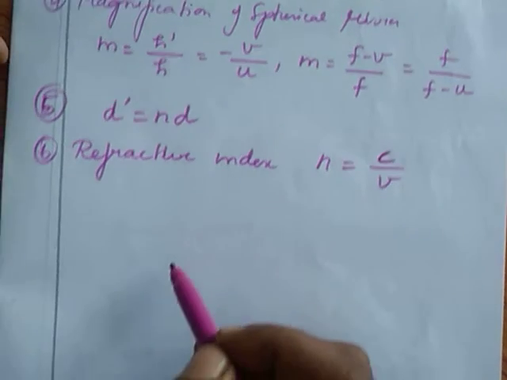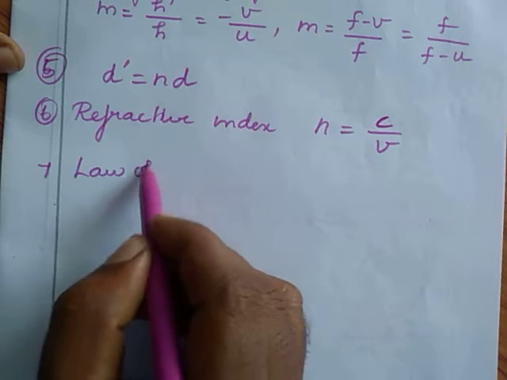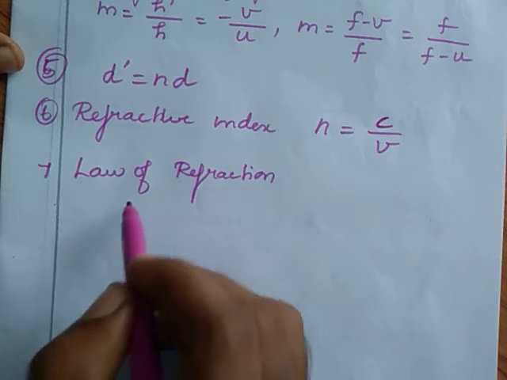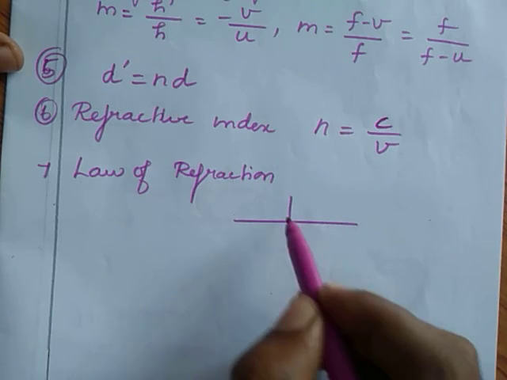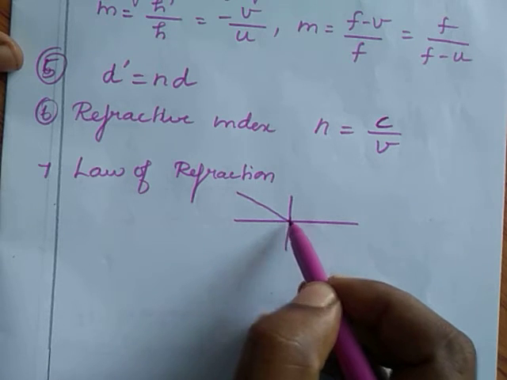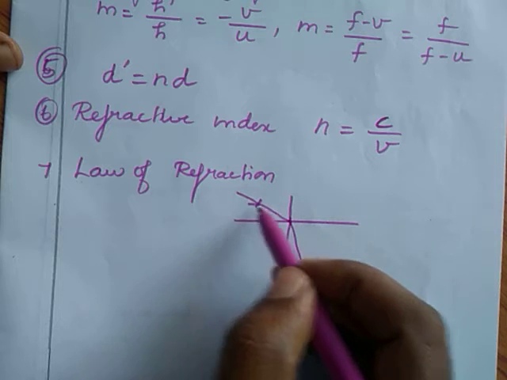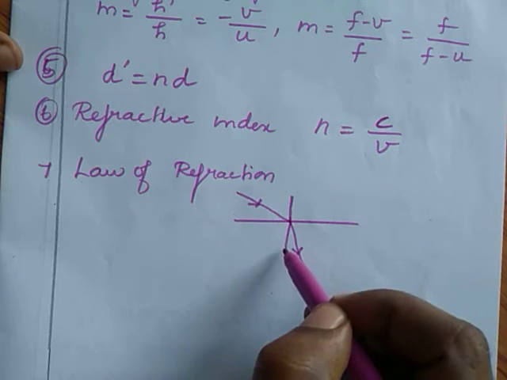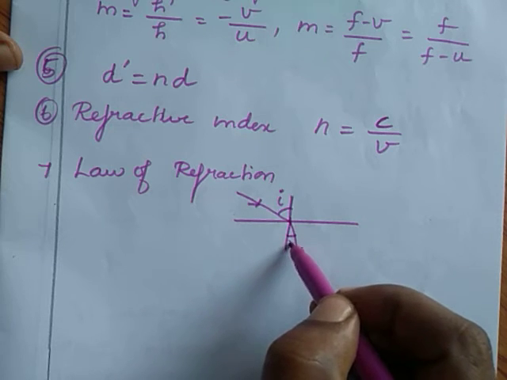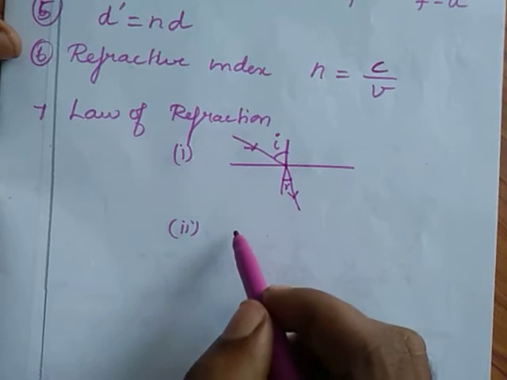Okay, then law of refraction. We know the first law, the incident ray, the refracted ray and the normal all lie in the same plane. This is angle of incidence, this is angle of refraction. This is the first law. And the second law is known as Snell's law.